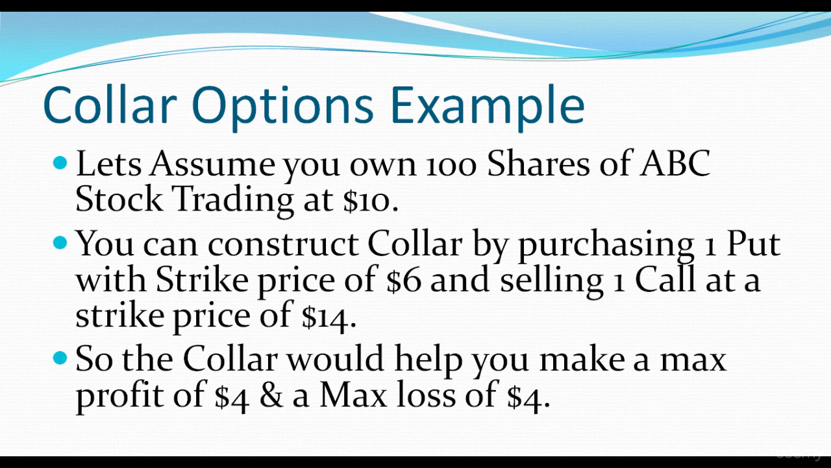If you look at it, it's the same difference that we constructed the collar for. From $6 till the spot price of $10, the difference was $4. From the higher call strike price of $14 till the stock trading spot price of $10, the difference was $4. So we know that our max profit will be $4, max loss will be $4. You can construct the collar in different strike prices. That is, you can bring up the put option from 6 to 8. That will reduce your losses from max loss of 4 to 2. And the same way, you can increase the strike price for call option, higher or lower.